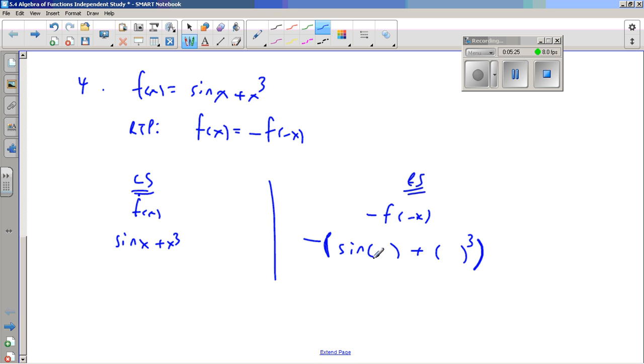I take out the x and I put in minus x. Right? I take out the x and I put minus x. I might even change that to a different color just so I can see what I've done. I took out the x and I put in minus x.